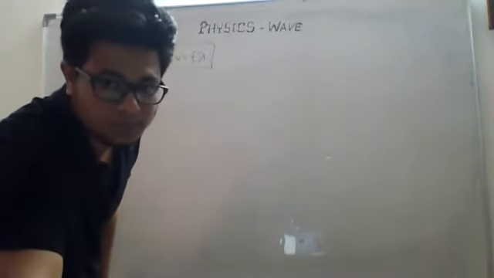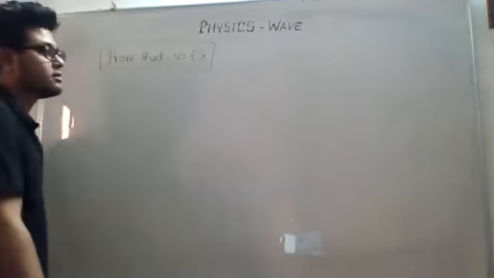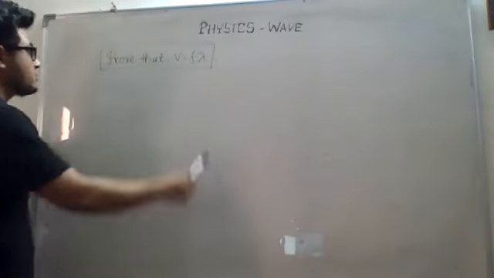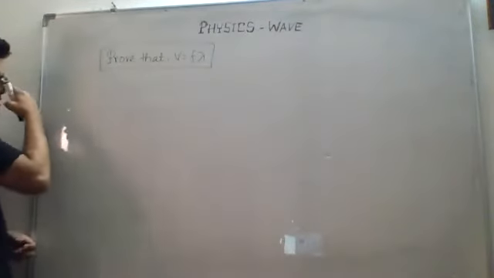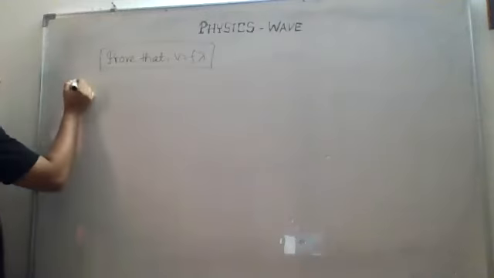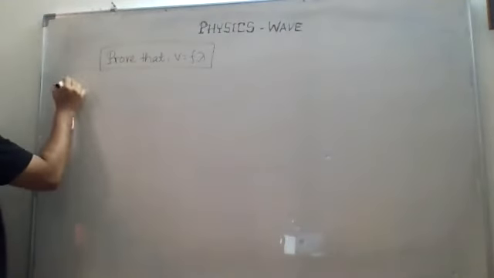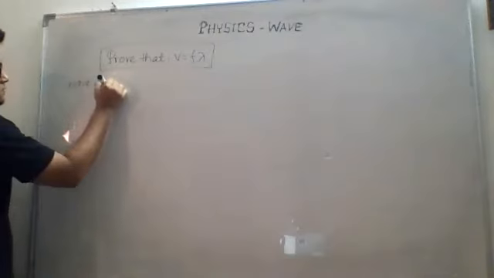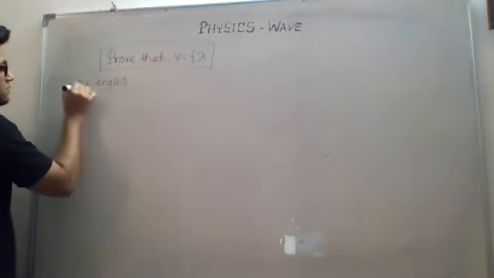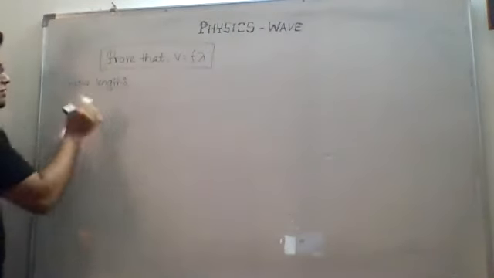No problem. Okay, so we are actually establishing a relationship between the velocity, frequency, and wavelength. So let us see how we can do that. At first, we will write the definition of the wavelength.